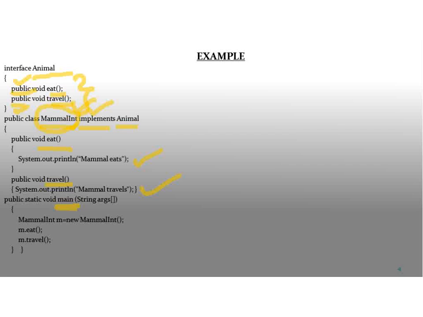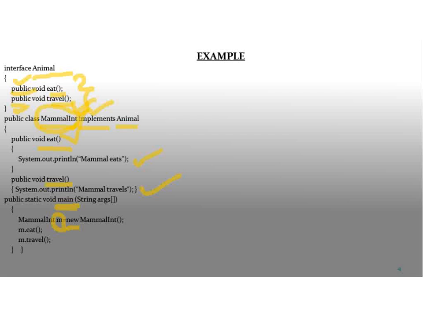Now you see, we have two methods, and we have given their definitions. These are the two methods. Their definition is here. Now inside the main method, what we are doing is creating an object of this class. So we have Mammal m, where m is the name of the object, equals new Mammal. You have to use the new keyword if you want to create an object of a class.